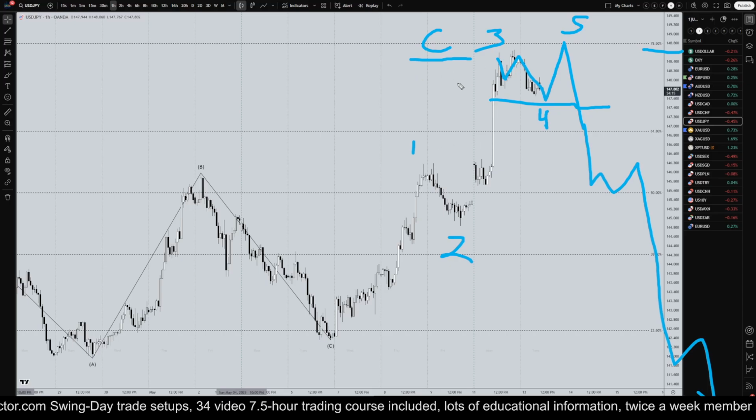But if we don't see this 3-4-5 shape, if we don't see this break of structure at a Fibonacci level, then I guess you just continue to look for longs, and who knows, maybe it'll just keep on going up.